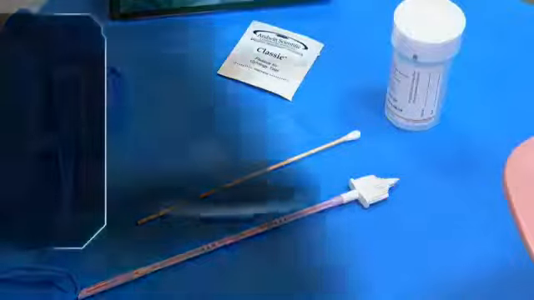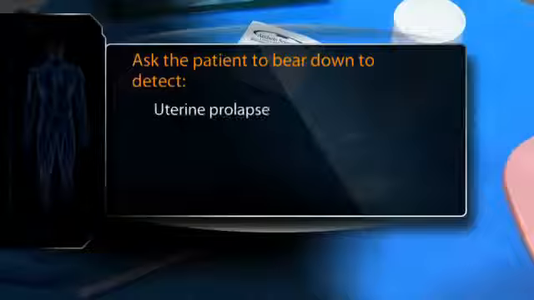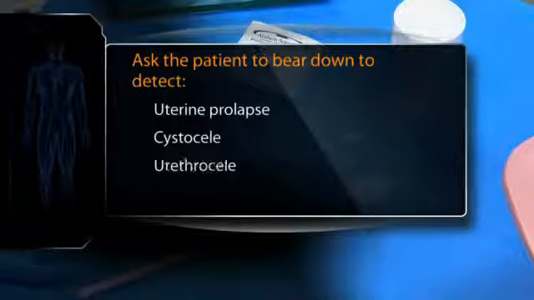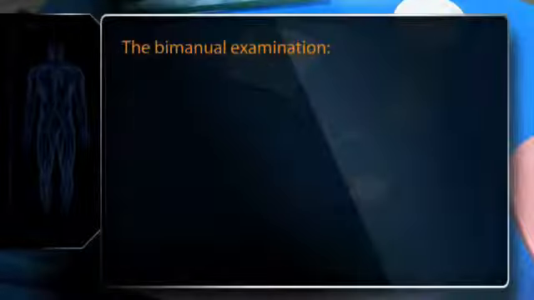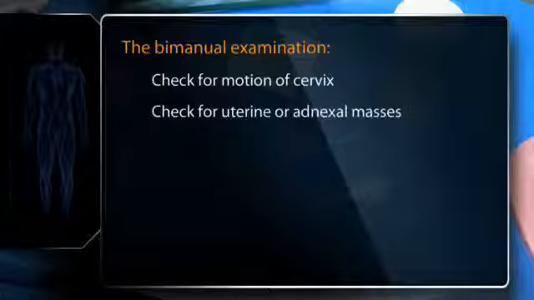After removing the speculum, ask the patient to bear down to detect uterine prolapse, cystocele, urethrocoele, or rectocele. Perform the bimanual examination. Check for motion of the cervix and for any uterine or adnexal masses. The ovaries should be non-palpable.